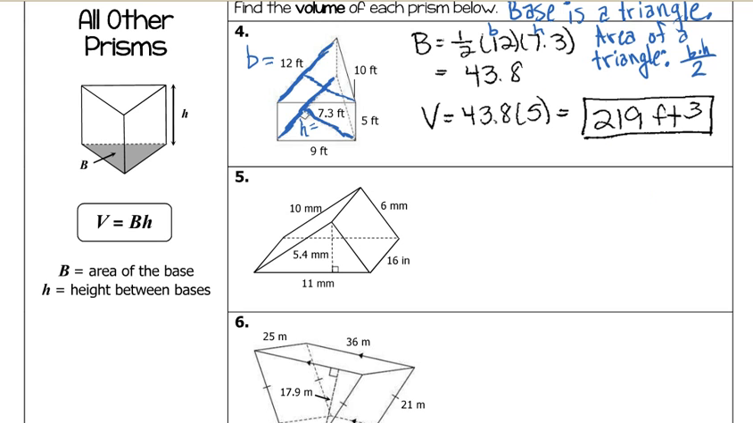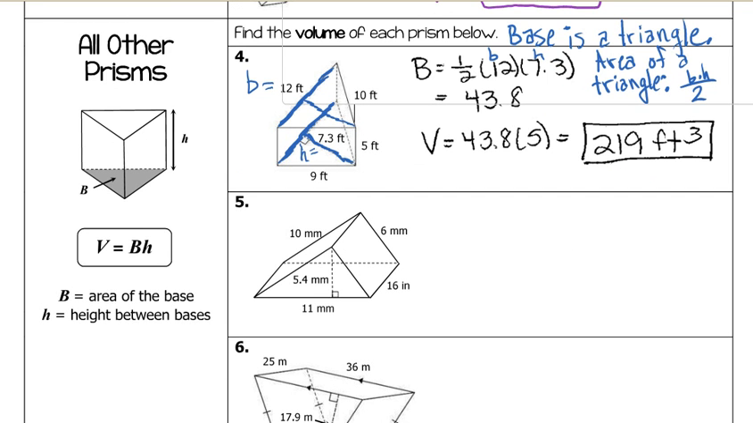Let's move on to the next one. Alright, so number 5, again, it's going to be a triangular prism. So I'm going to just shade the bottom so you can see what we're working with. So that big B, right, we're going to be working with that triangle. It's the same as a triangle in the front.